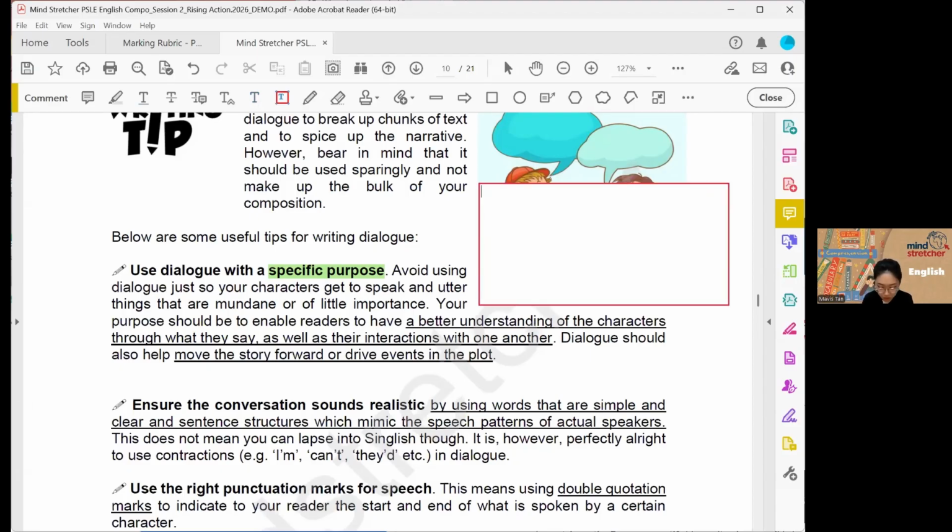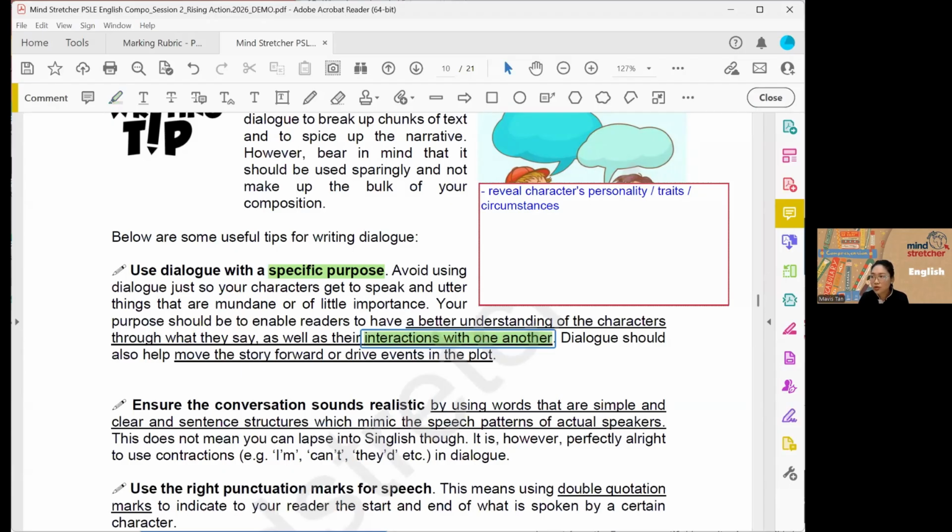Okay, so when it's useful, it must reveal your characters, a few things, personality. So in the introduction, it will work. Like this person is very rude when he or she speaks, doesn't say please, doesn't say thank you. Okay, character traits or your character's circumstances. Something he says shows that he does not have money or has not eaten for a while. Okay, circumstances. So that helps. Better understanding of the characters through what they say as well as their interactions with one another.